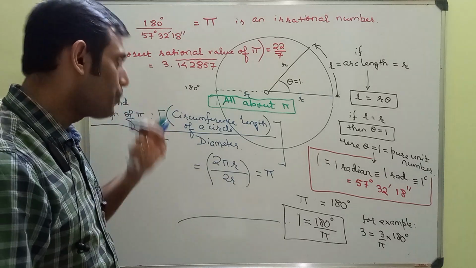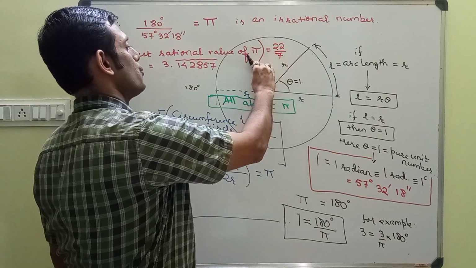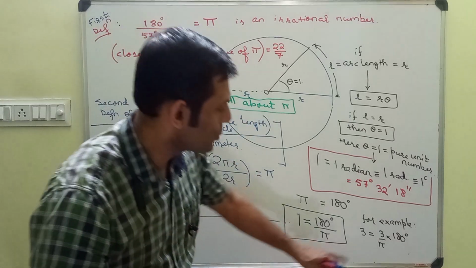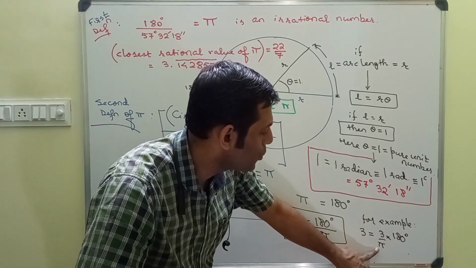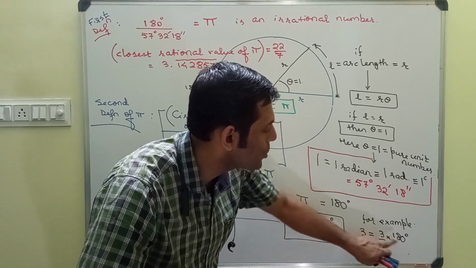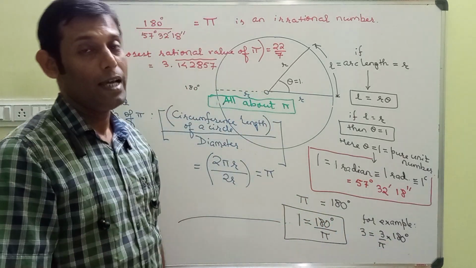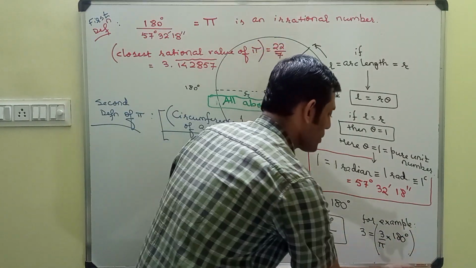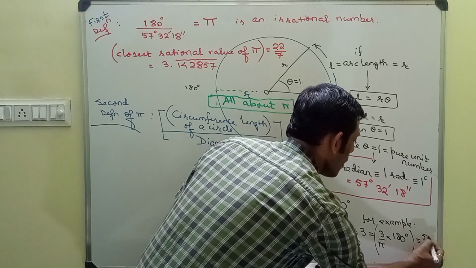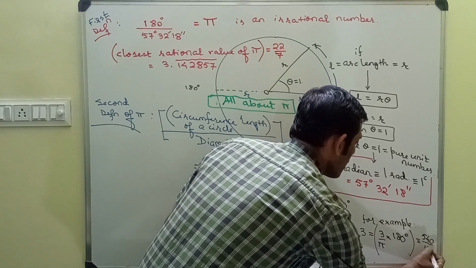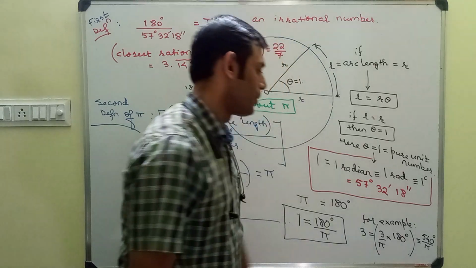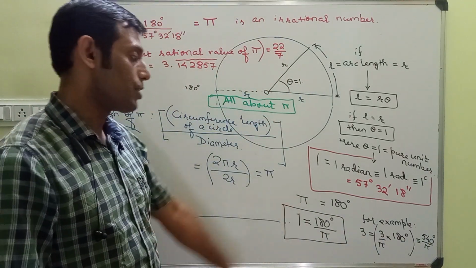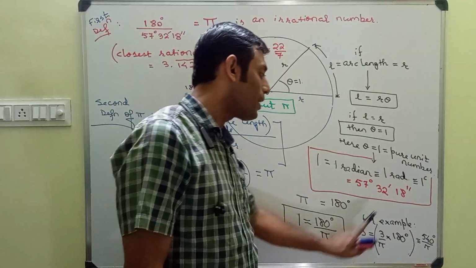That means 3 is a little lesser than 180 degrees, and you say 3 by 3.142857 into 180 degrees makes you a little less than 180 degrees. This is exactly 3 in terms of degrees. That means how many degrees are we talking about? 540 by pi degrees. 540 by pi degrees is exactly equal to 3. This is converting a number to a degree.